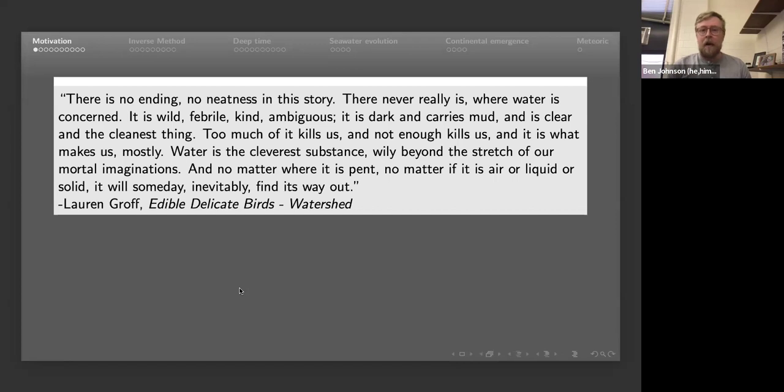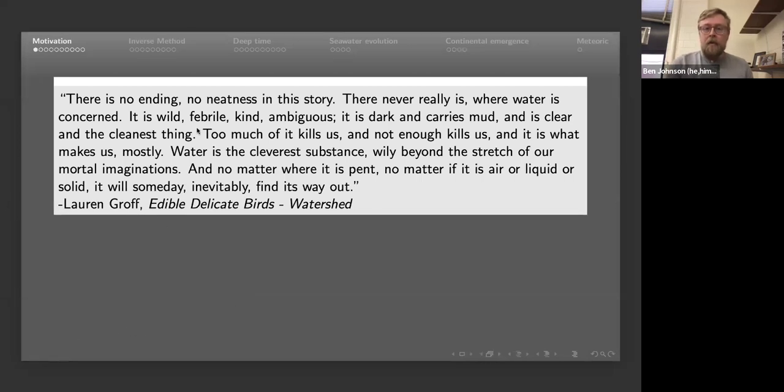It is wild, febrile, kind, ambiguous. It is dark and carries mud, and it is clear and the cleanest thing. Too much of it kills us, and not enough kills us, and it is what makes us, mostly. Water is the cleverest substance, widely beyond the stretch of our mortal imaginations, and no matter where it is pent, no matter if it is air or liquid or solid, it will someday, inevitably, find its way out."